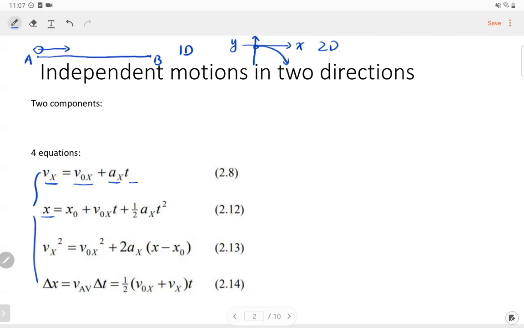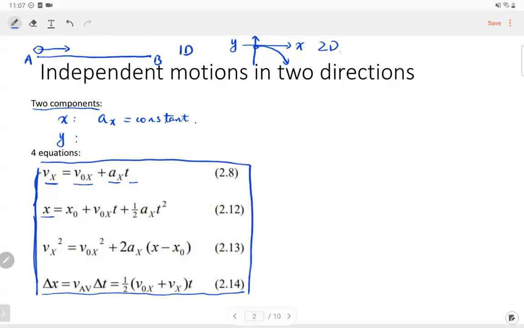So in the x direction, we still use these four equations if we have a constant acceleration in the x direction. We have two components, x and y. If the acceleration in the x direction is constant, then we can use the four equations I list here. The parameters are the displacement in the x direction, the initial velocity in the x direction, the velocity in the x direction at any time, time, and the acceleration in the x direction. So we use these four equations: if we know three parameters, then we can solve for the remaining two.